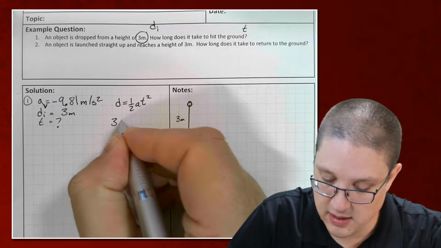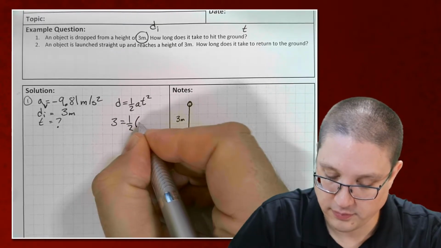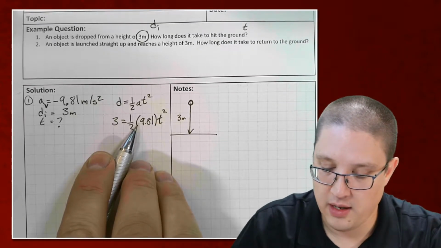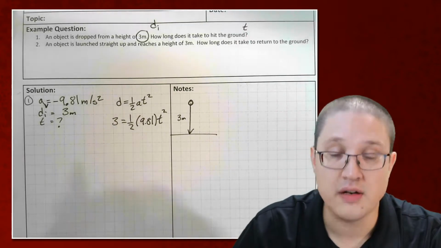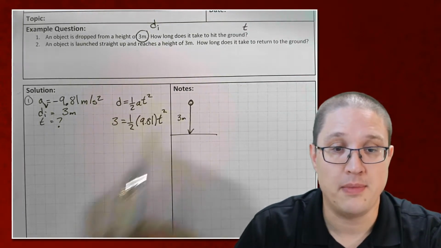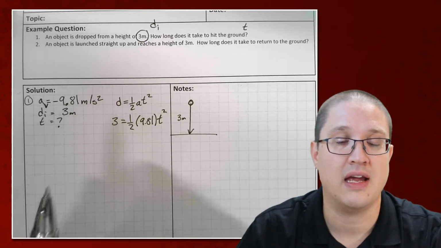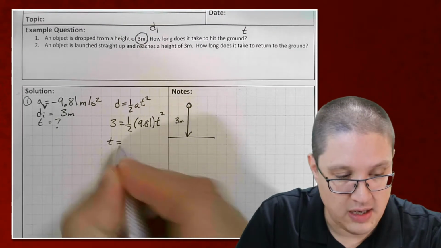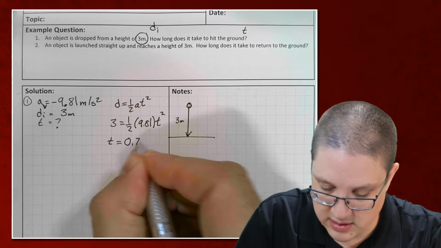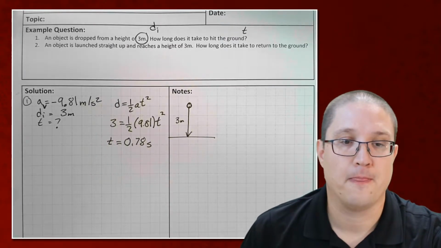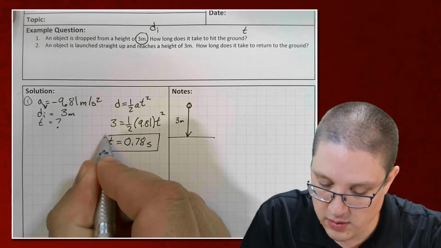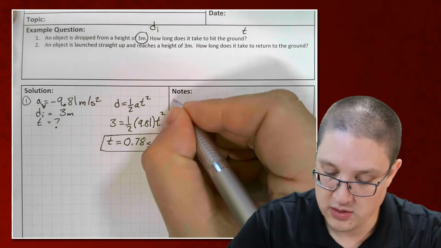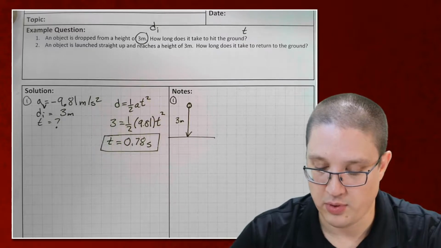I'm plugging things in. 3 equals 1/2 9.81 t squared. You may notice that I'm ignoring the negative sign here. The reason for that is because I happen to know that my time has to be positive. I can't have a negative time because that doesn't really make sense for us. So solving this out here for t, our time, is 0.78 seconds. So the time it takes the projectile to go from the top to hit the ground is 0.78 seconds. So this is a case for the first example here. We're just dropping something.